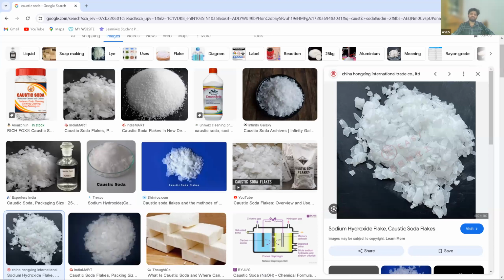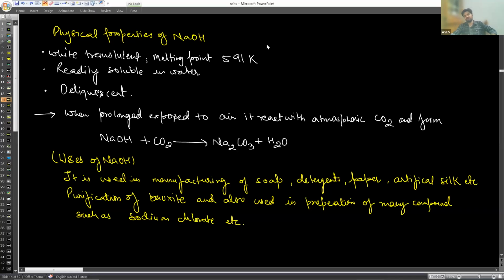It is white, translucent, not opaque, it allows some amount of light through, but it is translucent type of crystals. So just write down its features: it is translucent, melting point is 591 Kelvin. Readily soluble in water, though not spontaneously, it takes time, like sugar crystals. Deliquescent means it absorbs moisture from the air.